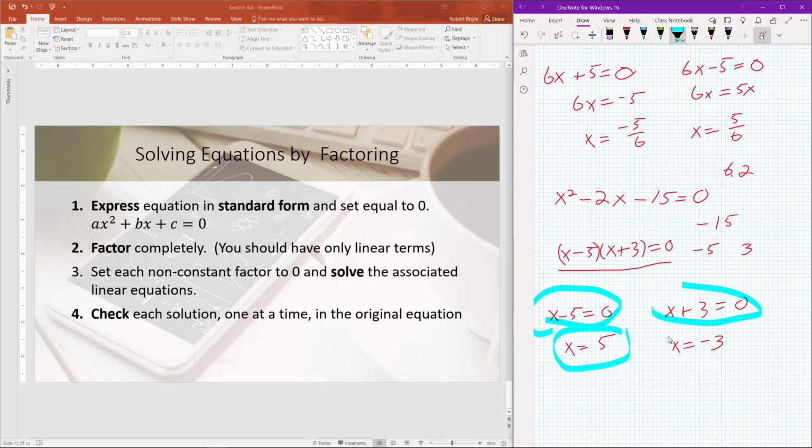Now, the one thing that we didn't do, which we probably should have, is check them one at a time to see if it works. If you did, you would have 25 minus 10, which would be 15, minus 15 is equal to 0. So cool, that works. And then 9 would be positive 9, and then minus 2 times minus 3 would be positive 6. That would give you a plus 15 again. Minus 15 is equal to 0. So they will both work.